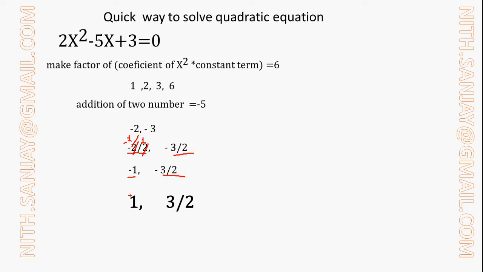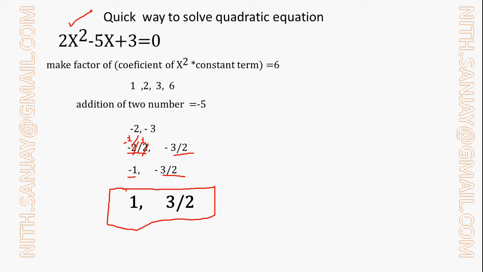Then what I will do is I will invert the sign, because this is minus, so I will make it positive. I will change the sign of this number. So this is 1. Then I will change the sign of this number. This is 3 by 2, because -3 by 2, if I change its sign, comes out to be 3 by 2. So these are the two values of x which will satisfy this equation. Got it? Isn't it very simple?